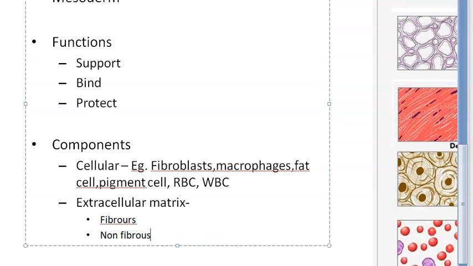So, let's go with the classification. The textbook says fibrous elements are collagen, elastin, reticulin. What is collagen? Collagen is an extracellular component of the connective tissue. If you say it like that, it will be very technical. The non-fibrous element is formed by ground substance. So, what are the fibrous components of the extracellular matrix of the connective tissue? Collagen, elastin and reticulin.